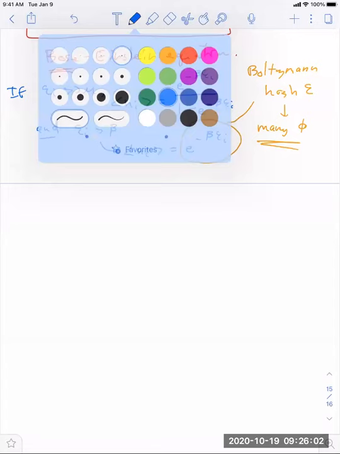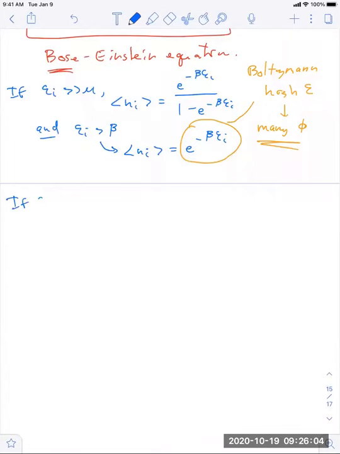So if we have an alternative case where the energy and the chemical potential are similar, then we get what's called a Bose-Einstein condensate, where all of our particles condense into a single state. It's basically the occupation number of a single state goes to infinity.